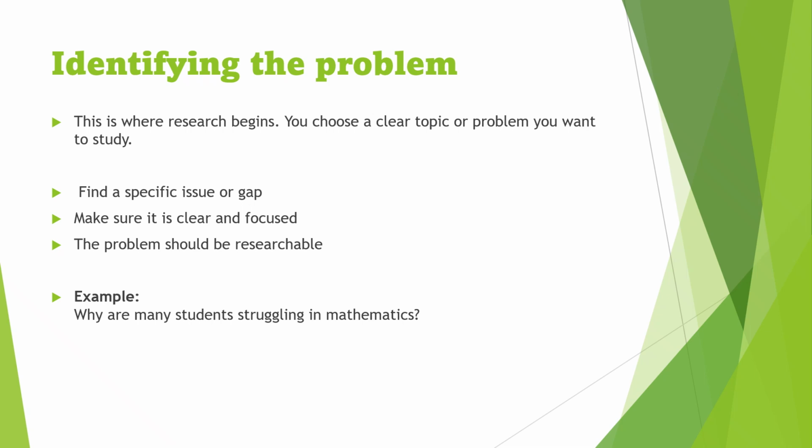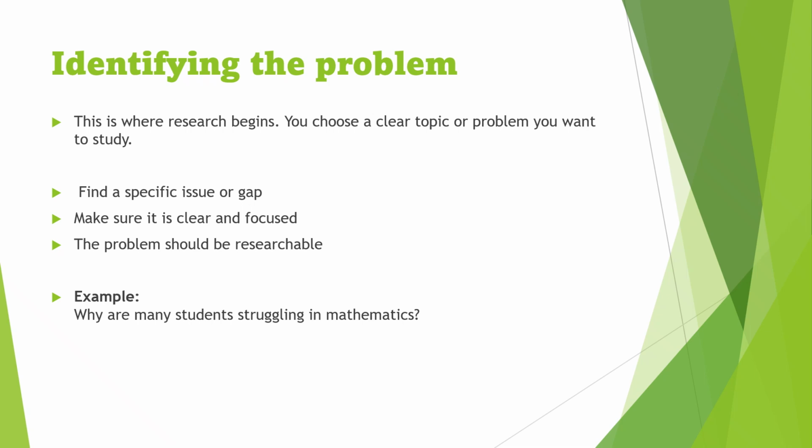One is identifying the problem. This is where the research begins. You have to choose a topic first. That is the research problem. Research topic is nothing but a research problem. In what topic you are going to conduct a research. First find the proper, clear topic or problem you want to study. Find a specific issue and make sure it is clear and focused, and your problem should be a researchable problem. Unresearchable problems should not be taken, and it should be a logical problem.